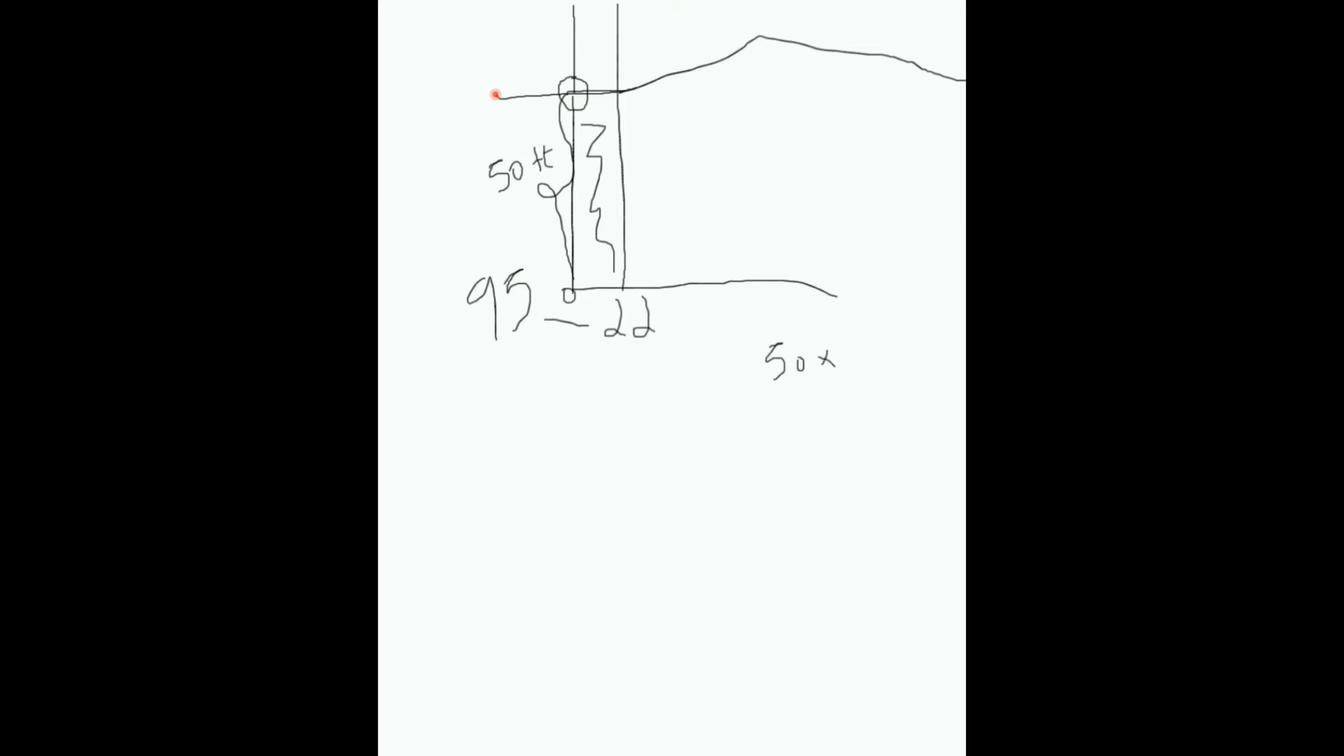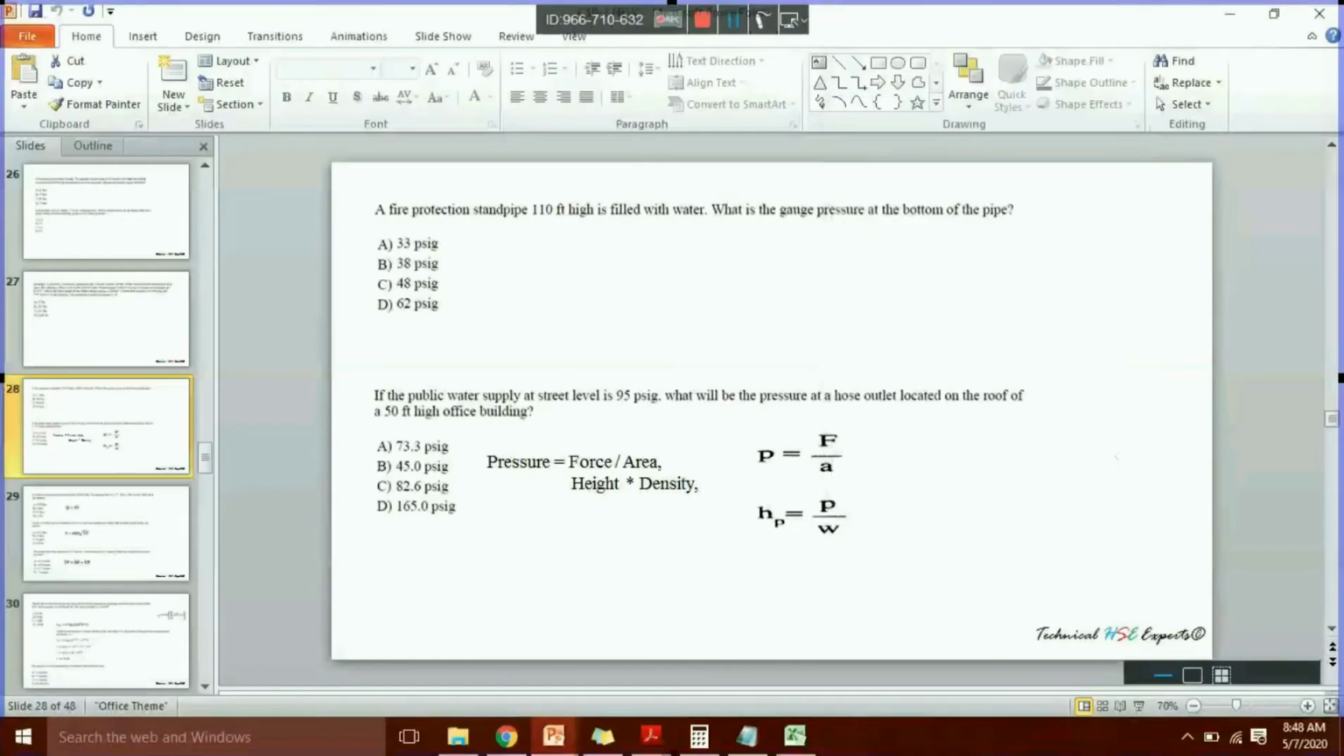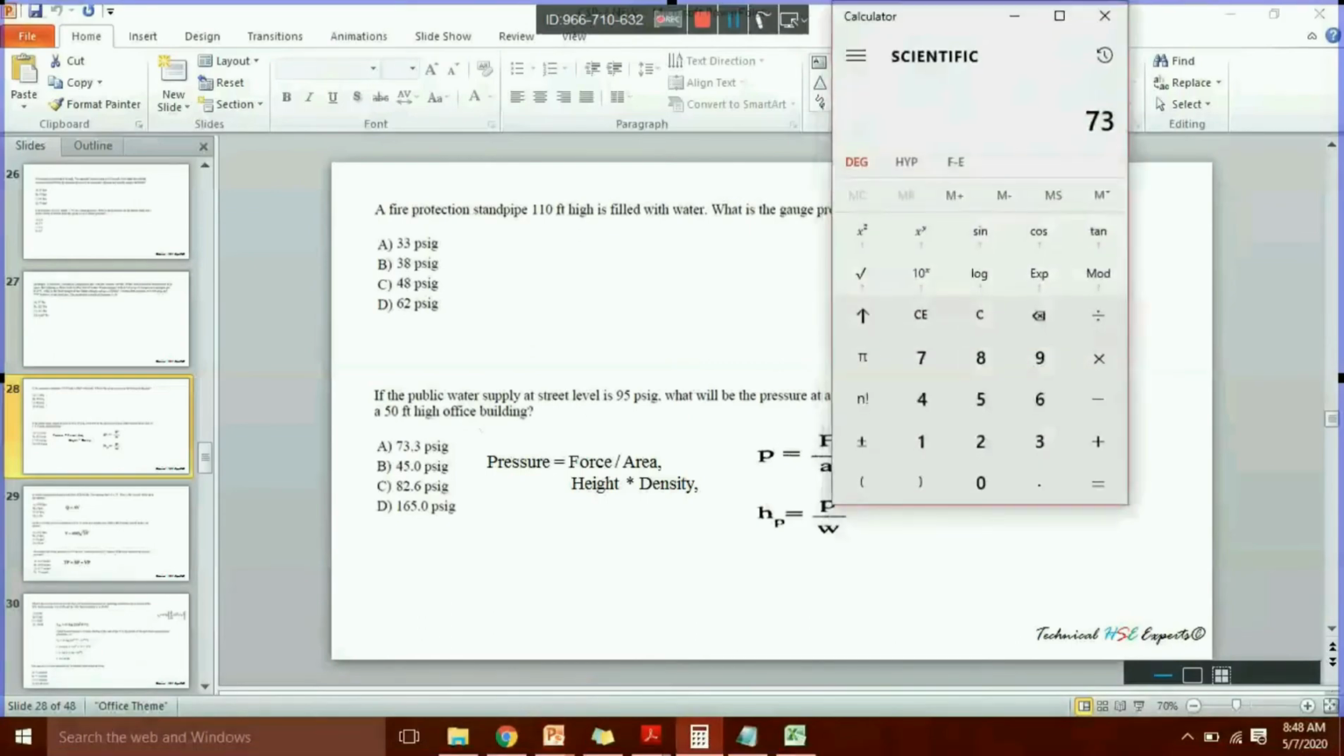You got the concept why I am subtracting from 95? Again I will repeat. 95 is the overall addition of all the pressure from the top of the roof and bottom of the roof. We identified the bottom portion pressure. So to know the top pressure, I am just subtracting this from 95, which is overall pressure, so that I can identify the pressure at this tip. What is that 22? Change in pressure. 22 is the value we received for this 50 feet height standpipe.